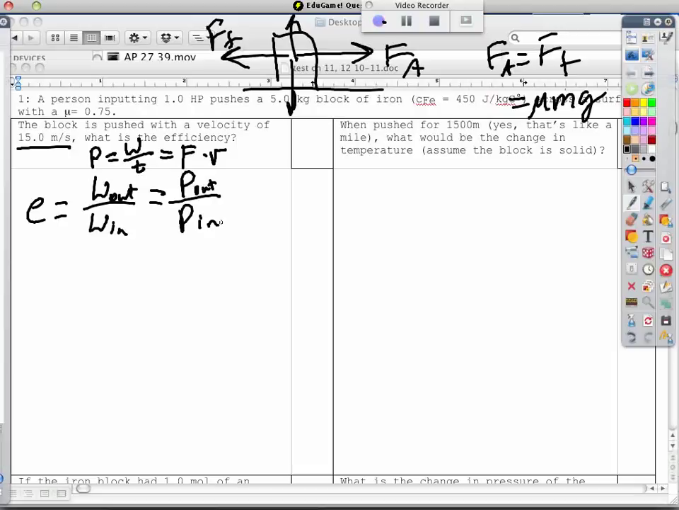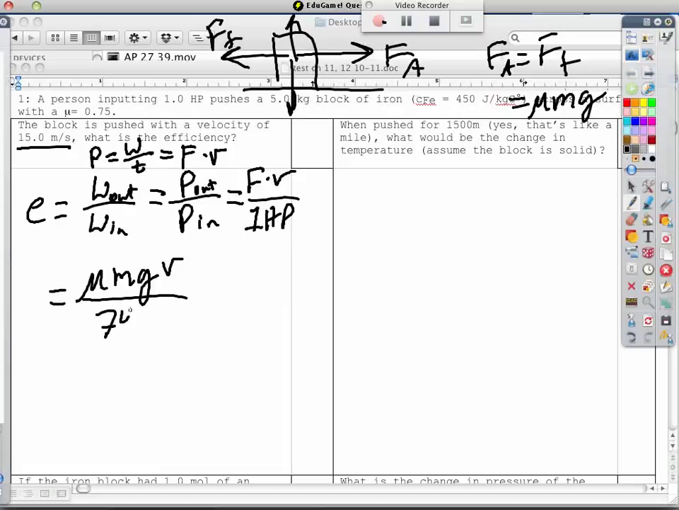Does that make sense? Because power is energy per second, or work per second. So I'll just take 1 second and use both. That gives me force times velocity on the top and 1 horsepower on the bottom. So then that gives me mu mg v on the top over 746 watts on the bottom.